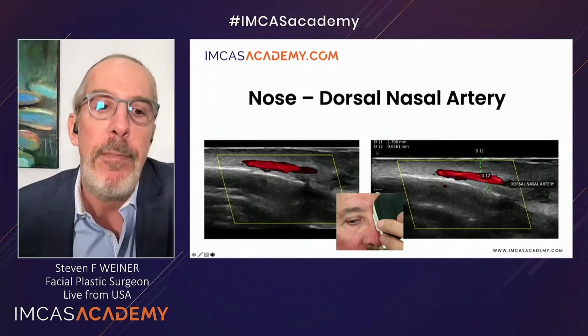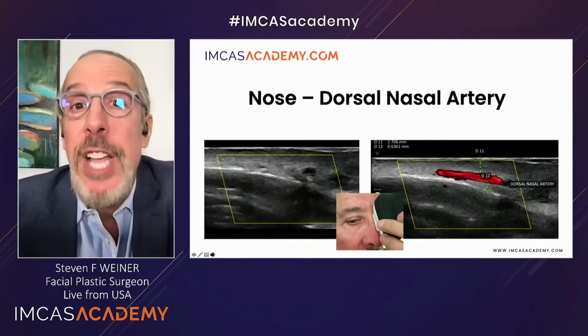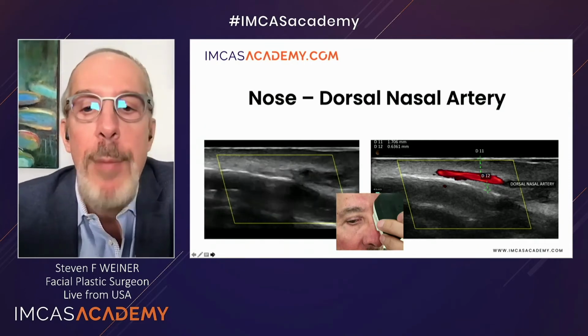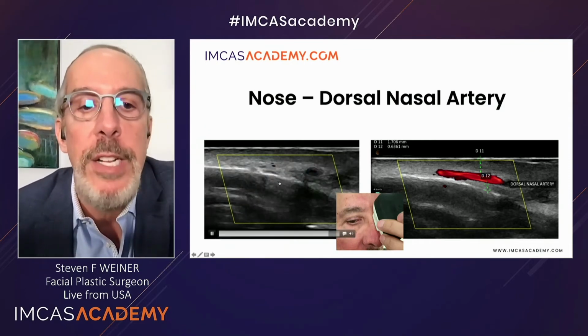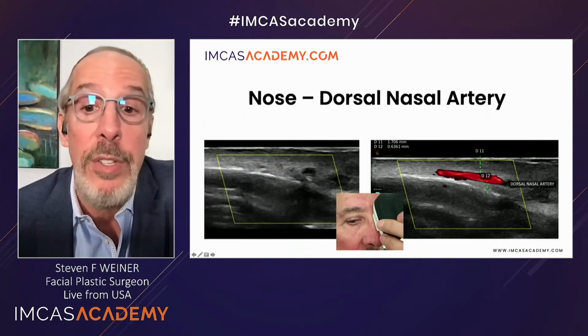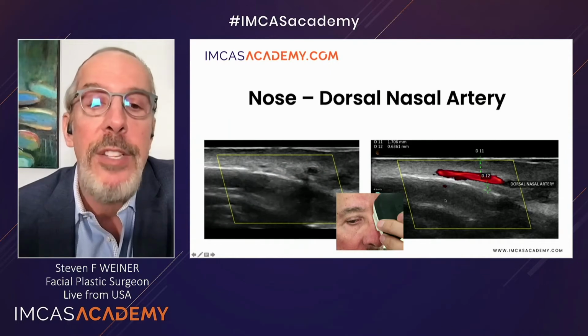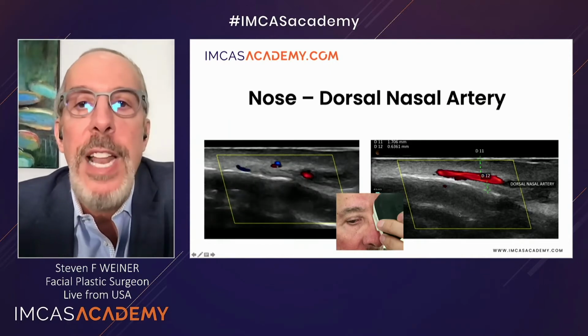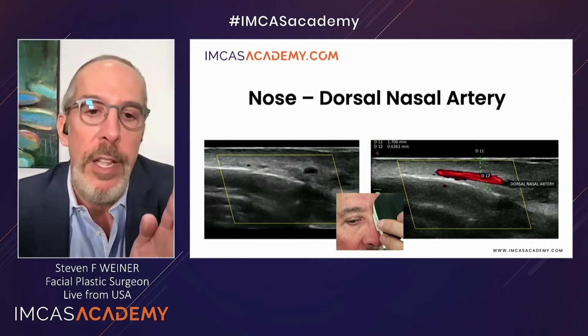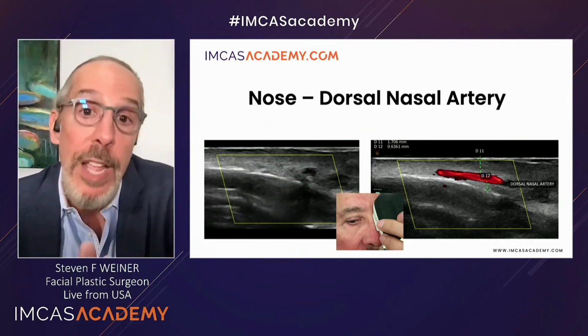So a lot of people inject noses, but you have to be careful of this dorsal nasal artery. As you can see, this dorsal nasal artery doesn't leave you much room between the artery and the periosteum of the nose. So I highly suggest that you use your ultrasound to find out where this artery is. It's often paramedial. It's not actually in the midline, but in some cases it is. So you just have to be careful.